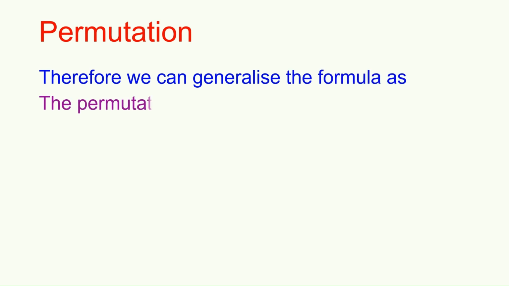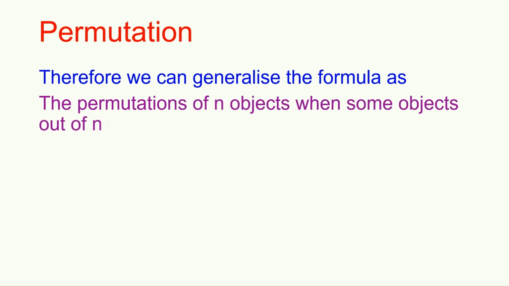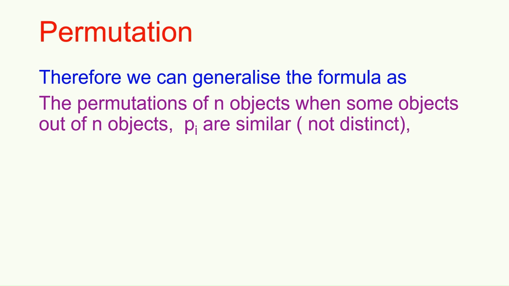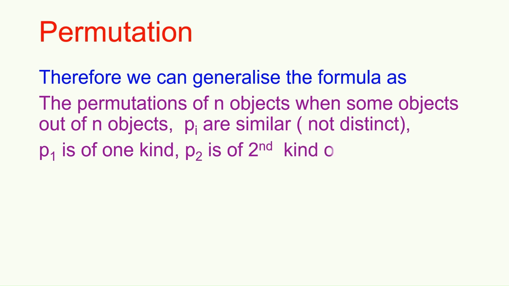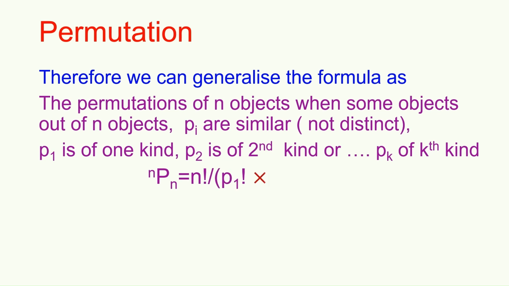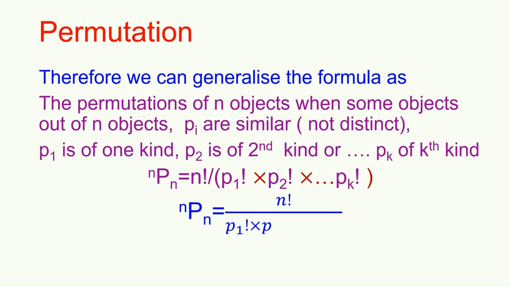Therefore, we can generalize the formula as the permutations of n objects when some objects out of n objects are similar, not distinct, where p1 is of one kind, p2 is of second kind, or pk of kth kind: nPn equals factorial n divided by factorial p1 divided by factorial p2, and so on up to divided by factorial pk.